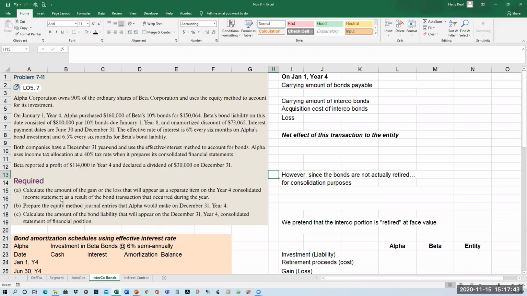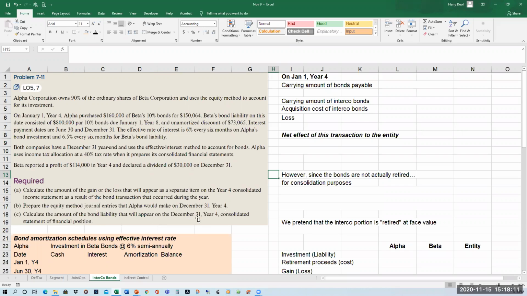Now, there's a few requirements here. Calculate the amount of the gain or loss that will appear as a separate item on the year 4 consolidated income statement as a result of the bond transaction. Talk about that in a bit. They've also asked for equity method journal entries that Alpha would record for year 4, and then calculate the amount of the bond liability that will appear on the consolidated balance sheet as at December 31st.